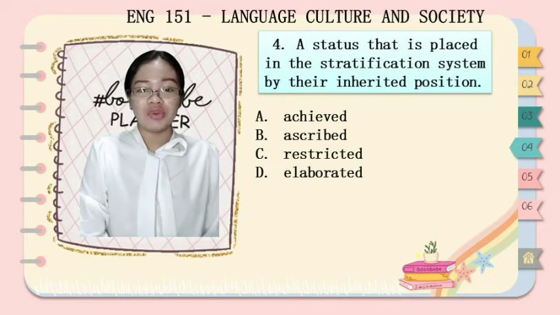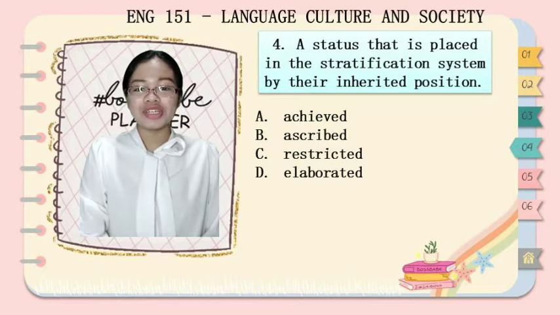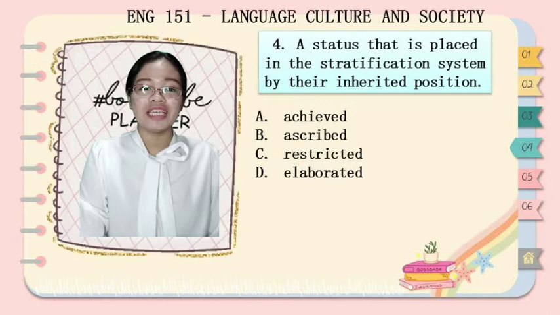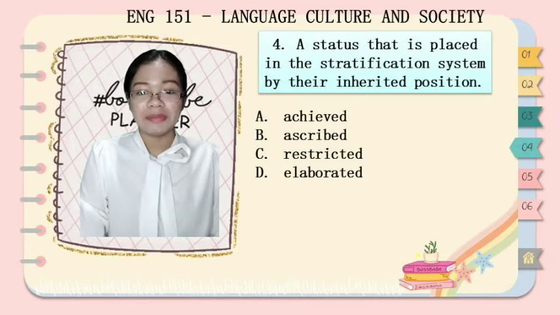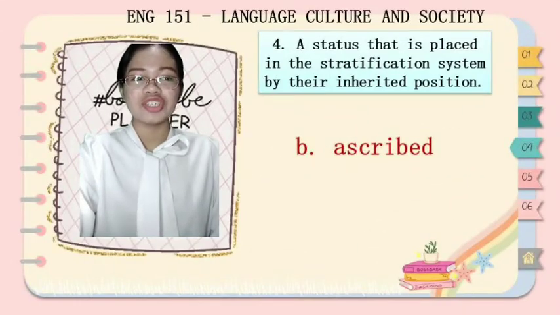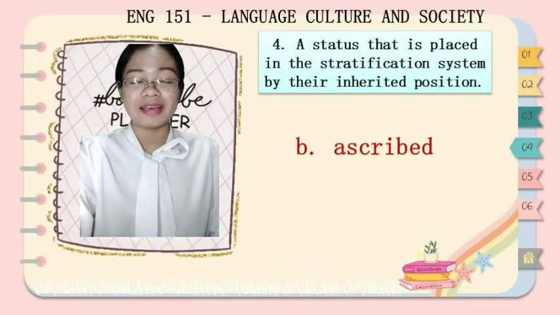Subject is we have in 151, or Language, Culture, and Society. Question number 4. A status that is placed in the stratification system by their inherited position. Letter A, achieved. Letter B, ascribed. Letter C, restricted. Or letter D, elaborated. So the correct answer for question number 4 is letter B, ascribed.